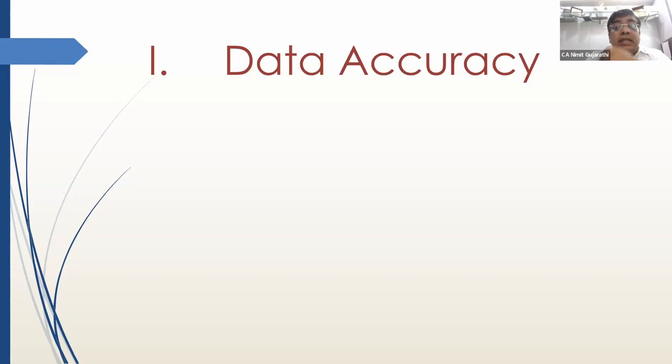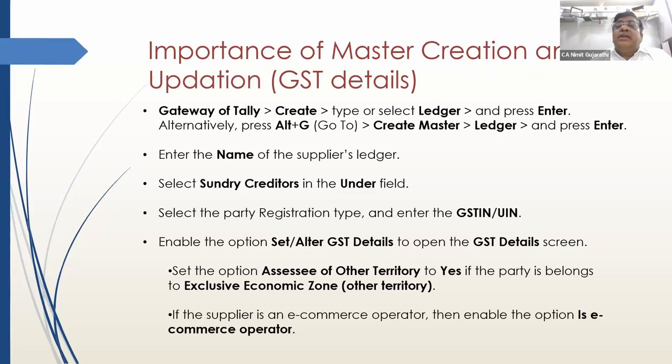So time has come that we need to go to our writing pad or a desk and start revisiting all the masters which have been created over time. Just for the purpose of today's presentation, we are concentrating on GST. So just to revise how a GST master needs to be created. All of you know how to create a master. Let us just revise. Gateway of Tally, create, type, select ledger, press enter, alt create master, enter.